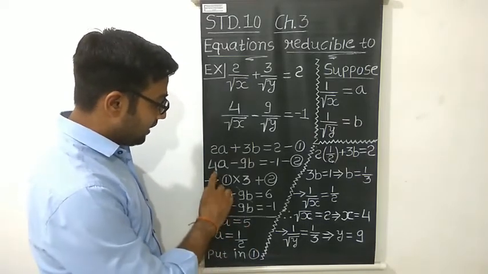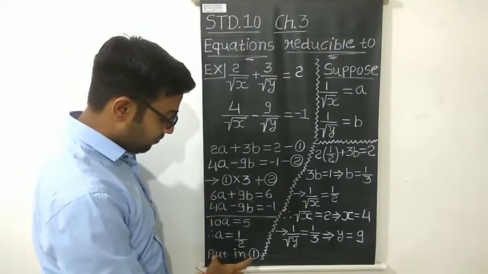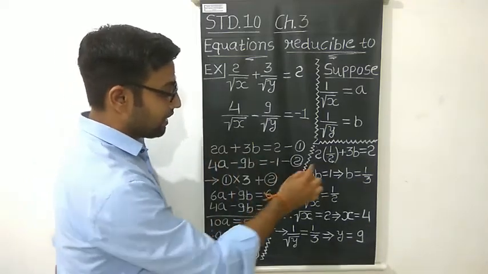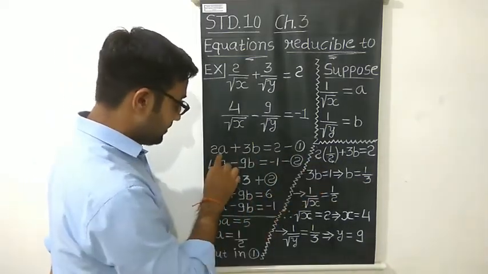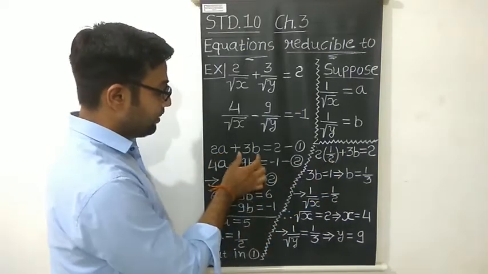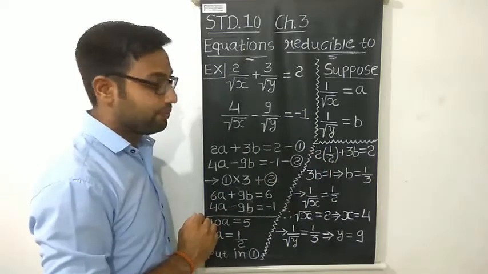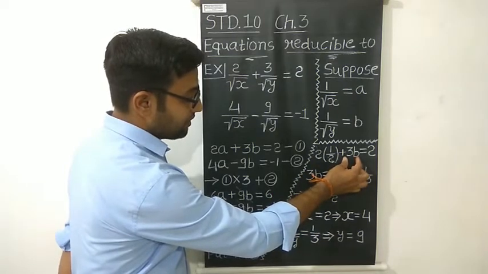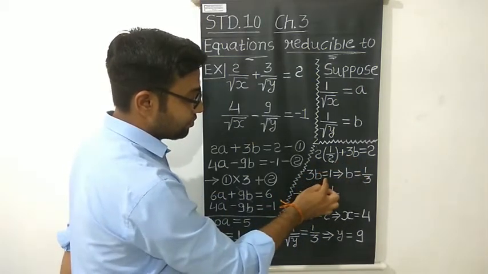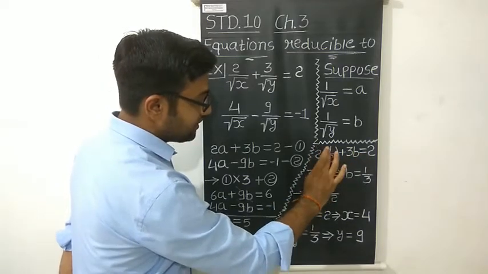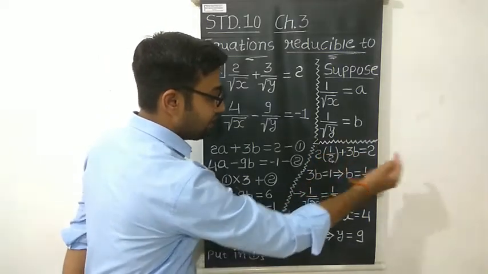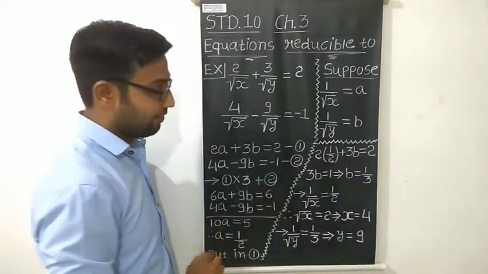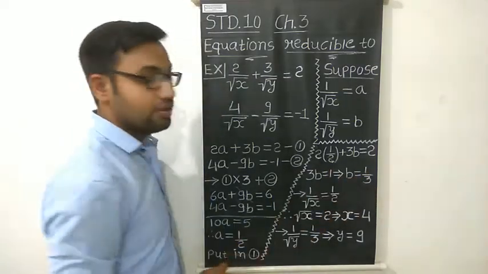Now to get the value of the other variable b, we will put this in equation number 1. By putting it into equation number 1, what we will get here? See, 2 as it is, instead of a, now we can put 1 upon 2, plus 3b as it is, equal to 2. These 2 and 2 will cancel out each other. So here what will remain is 3b is equal to 2 minus 1, that is 1. So we have here 3b is equal to 1, and therefore b is equal to 1 upon 3.